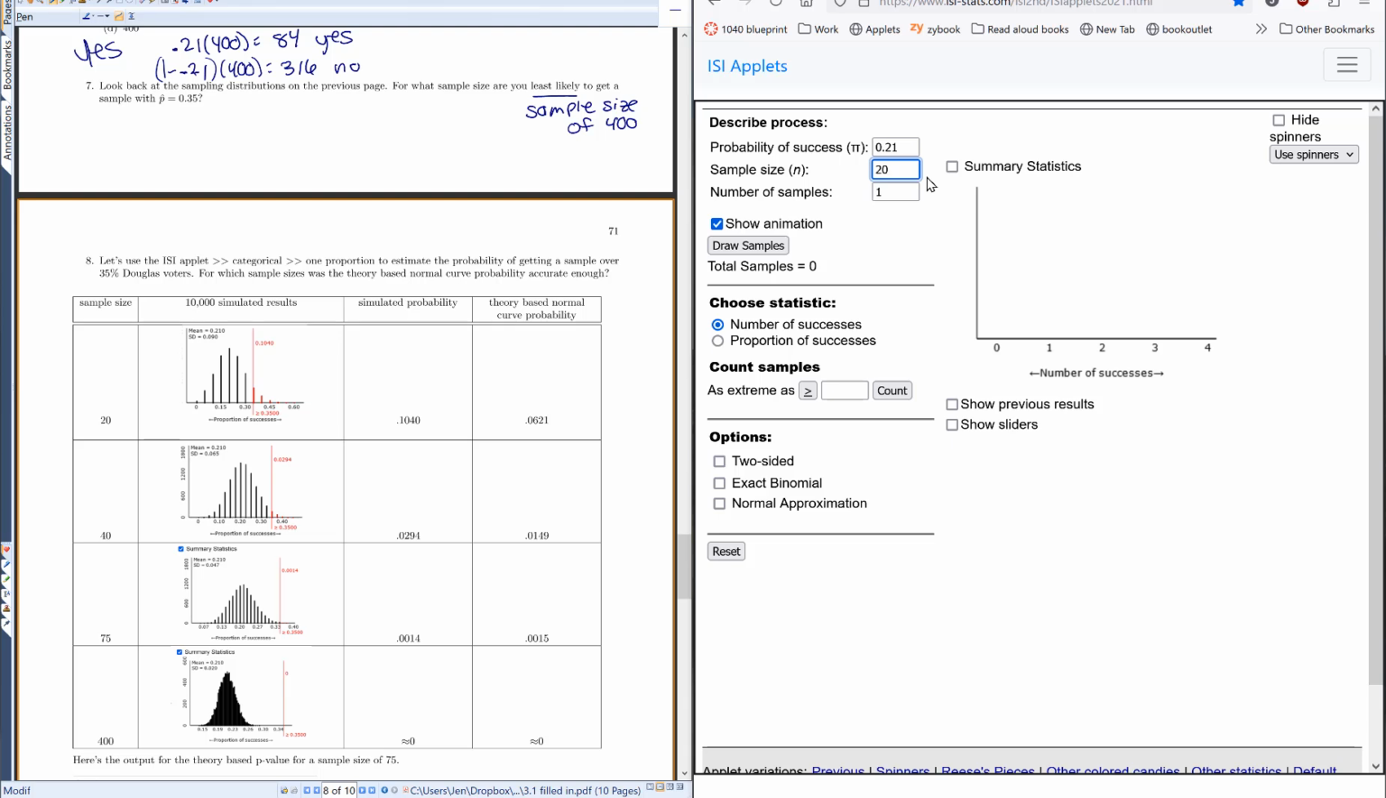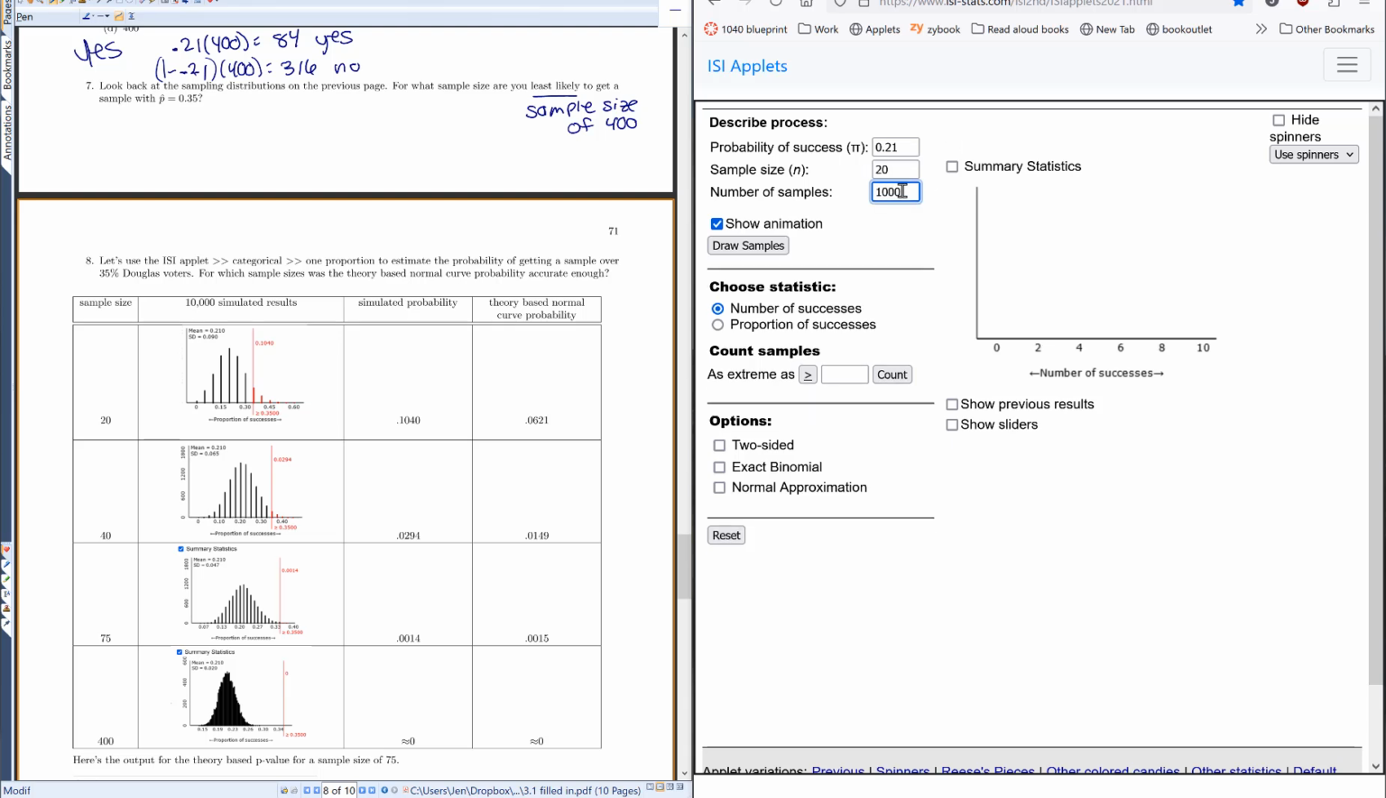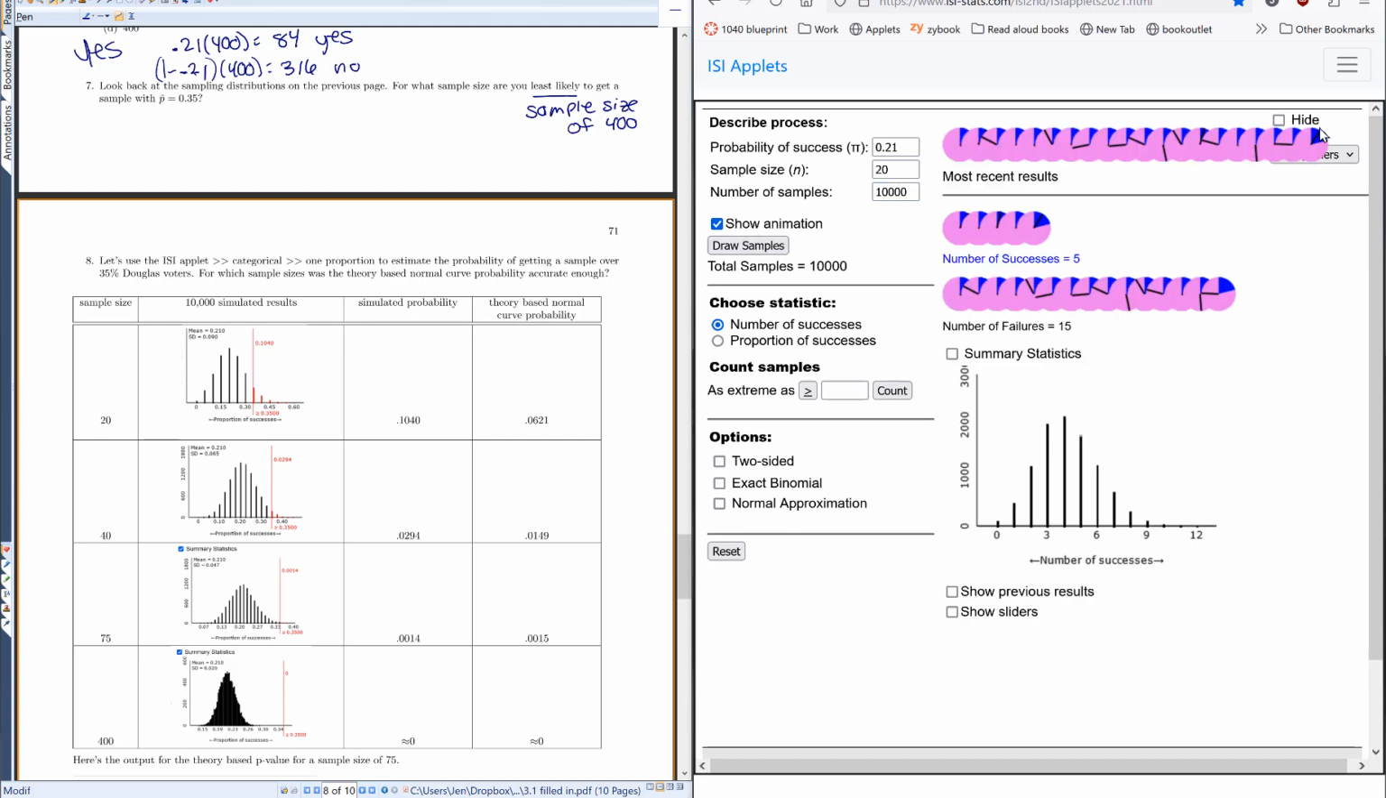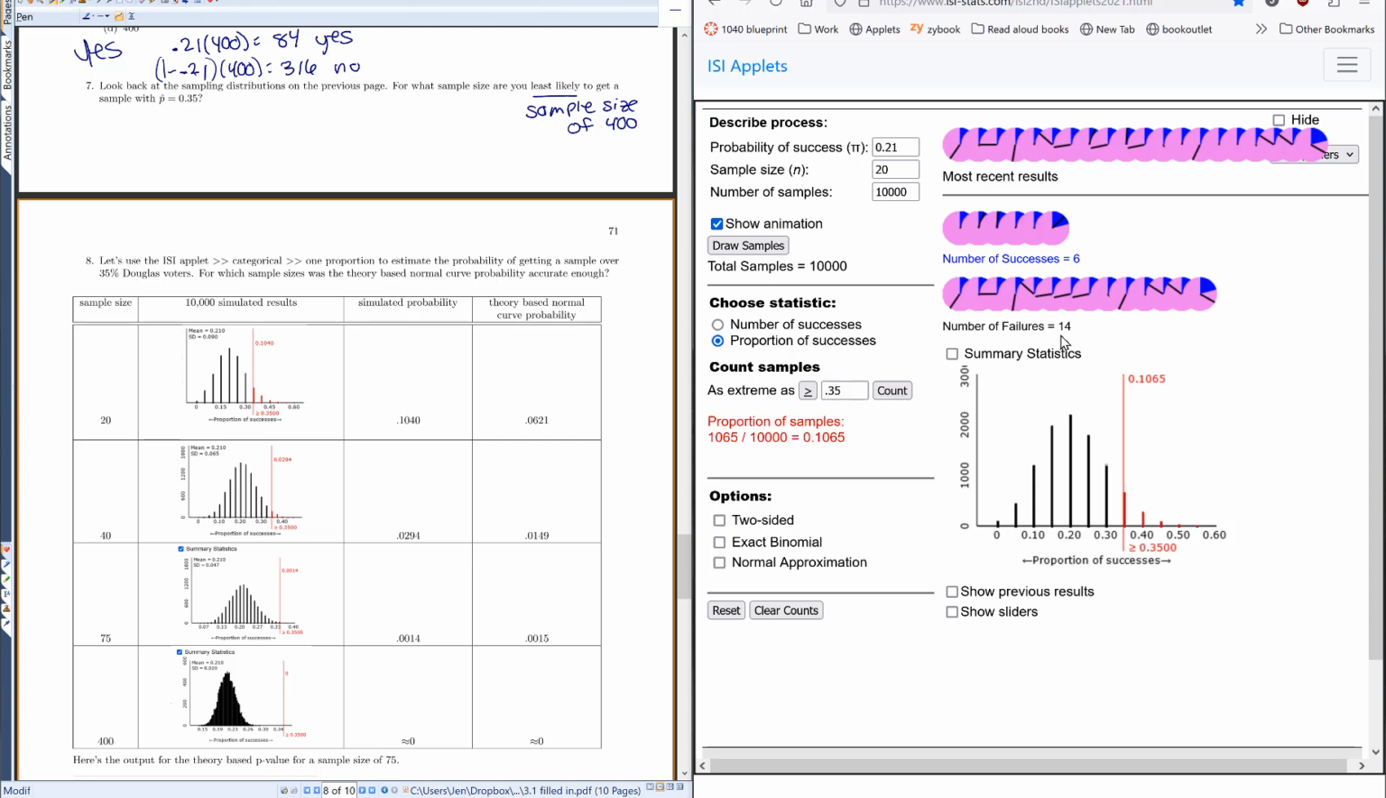If I put in a sample size of 20, I do 10,000 draws, and I draw my samples. We did our probability of success, our sample size, our number of samples. Let's say we want a proportion of successes at least 0.35, so 0.35 or more, and we'll click count. You'll see that my simulated probability is 0.1065. When I did this to make your notes, I got a simulated probability of 0.1040. That's just fine. We expect a little bit of difference each time we simulate it.